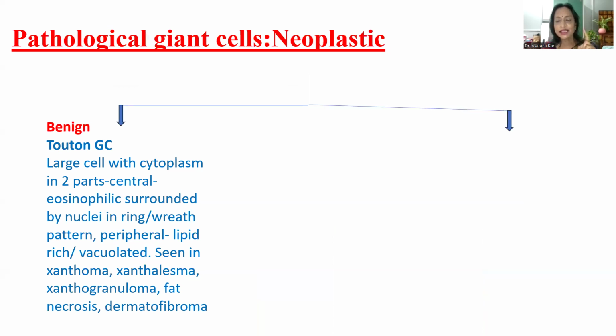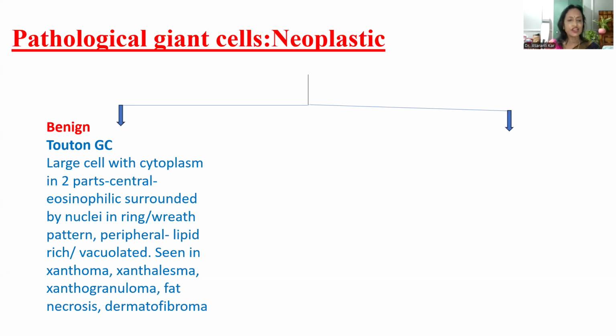Now, coming to the neoplastic giant cells, there are many epithelial and mesenchymal lesions, both benign and malignant categories, where we may get neoplastic giant cells. Out of them, a very well-studied and classic giant cell is known as Touton giant cells, which are found in the benign mesenchymal lesions rich in lipid and cholesterol. These cells have a very classy look, which once you see, you can identify them.